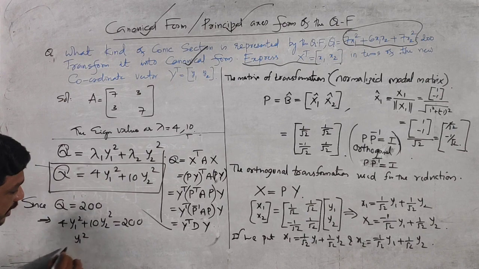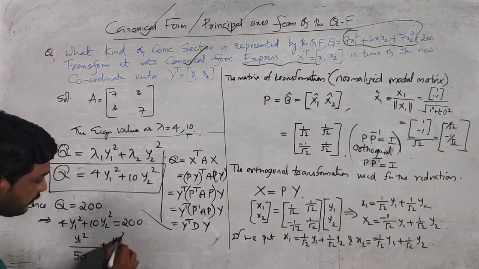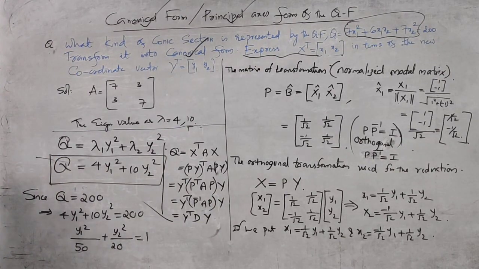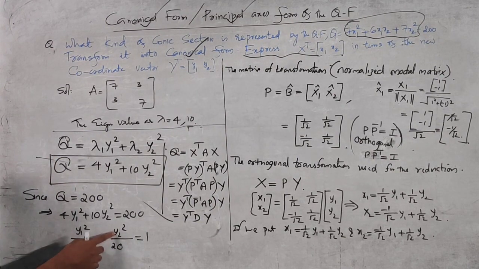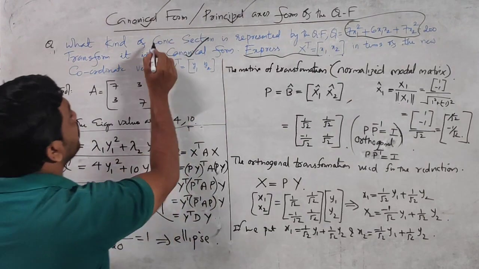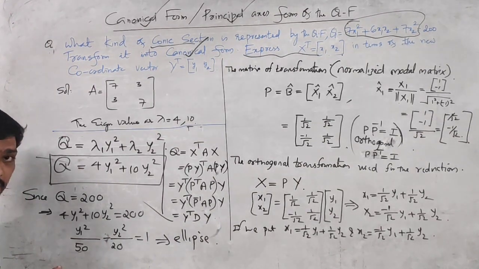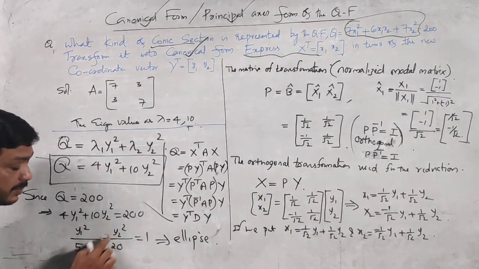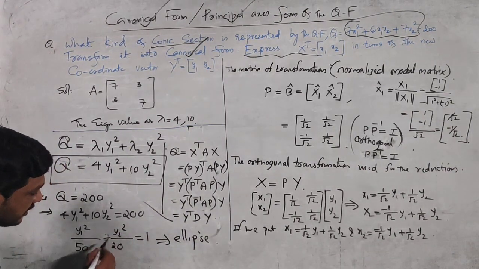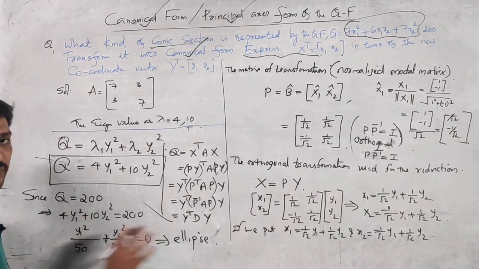That is y1 square by 50 plus y2 square by 20 equal to 1. Okay, what is this? All of you know x square by a square plus y square by b square is 1. What is this? It is an ellipse. So the conic is an ellipse. Suppose here is minus. What's your conclusion? Imagine the conic is x square by a square minus y square by b square is 1. What is that? It is a hyperbola. Suppose you can imagine here is 0. What is that? It is a pair of straight lines.